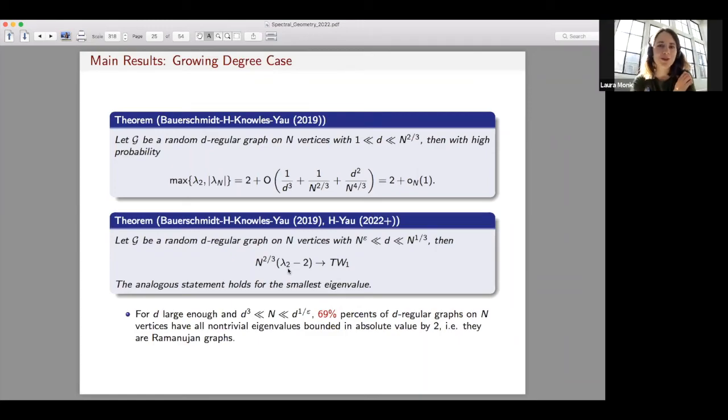Someone else have a question? A question? Yeah, of course. How about the eigenvectors which correspond to lambda 2, lambda 3, and so on?